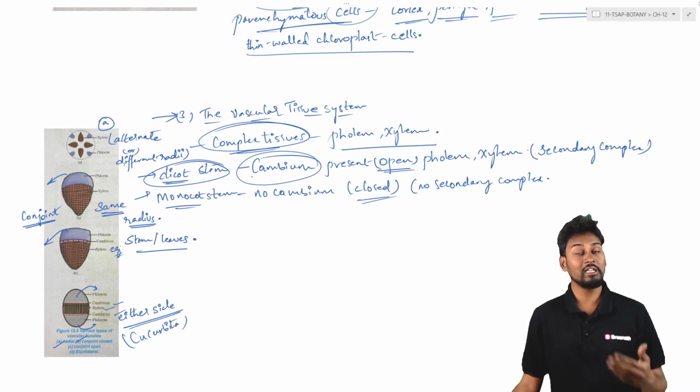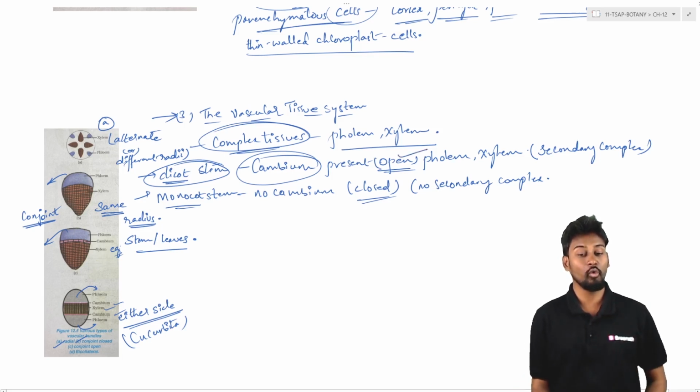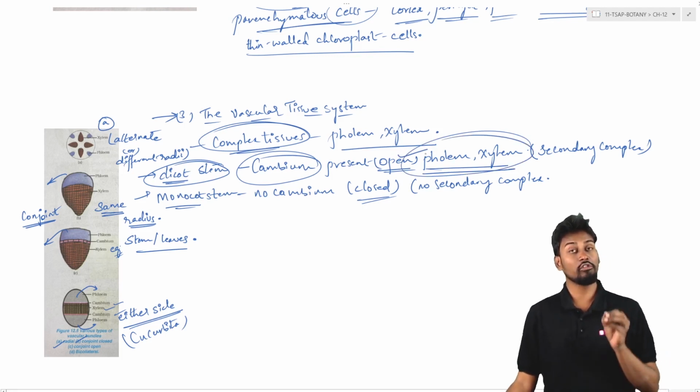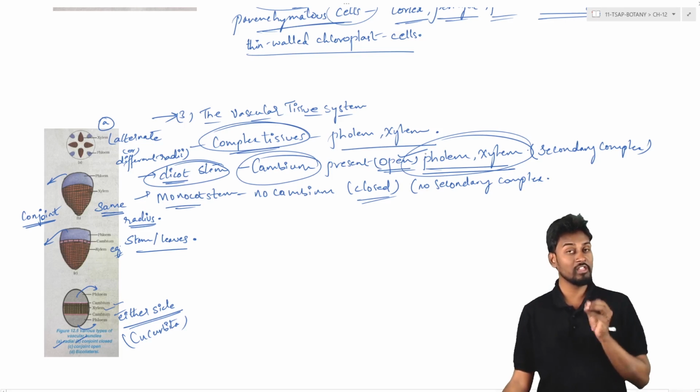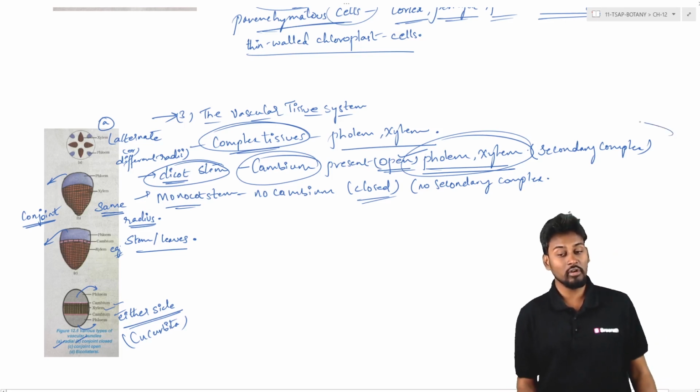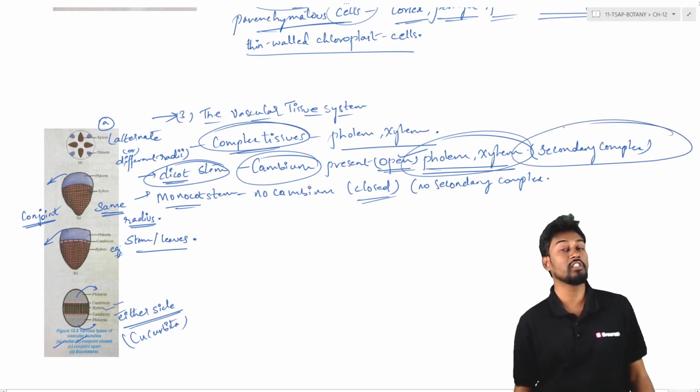In such a dicot stem we can see cambium. They are the ones which are generally present. Because of the presence of cambium, we can say they are open type, and we can also say that they consist of cambium along with the phloem and xylem, and these lead to the formation of the secondary structure.